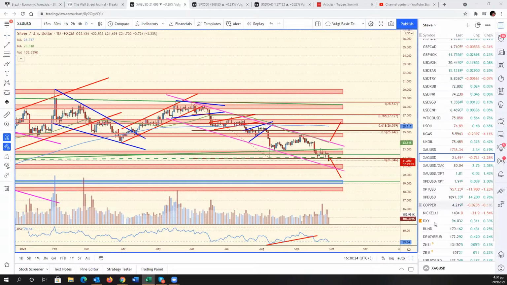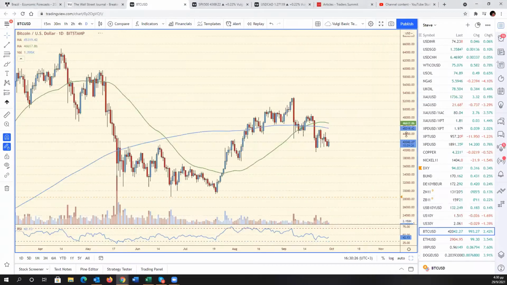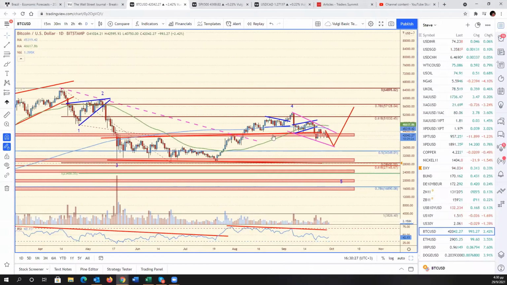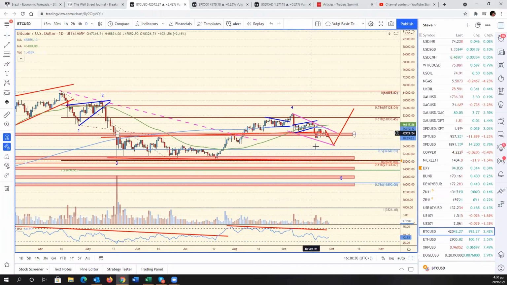Bitcoin. Still within this orderly type of pullback consolidation type of formation. Looks like a descending triangle for the time being. I'm saying for the time being because you never know how it can transform itself.